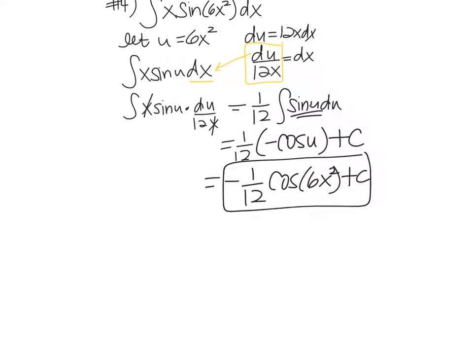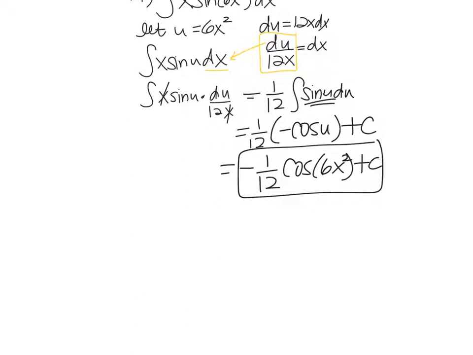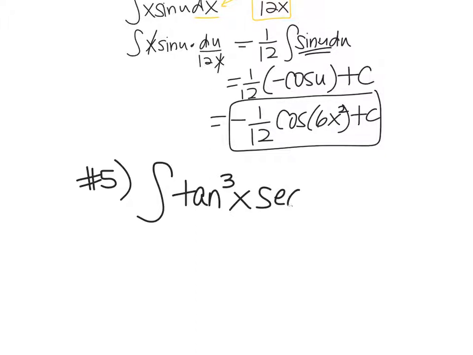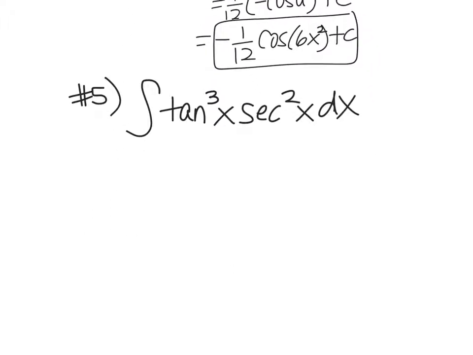All right, I've got 2 more. This one's a little tricky. Are you ready for it? Of course. Trevor, you need some harder ones. Here they come. All right, this one is tangent cubed x times secant squared x dx. We have to integrate that. This one's a little tricky because you can't tell what they want you to make it, but you're going to let u equal tangent x.